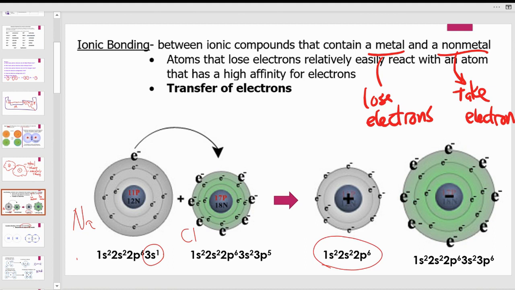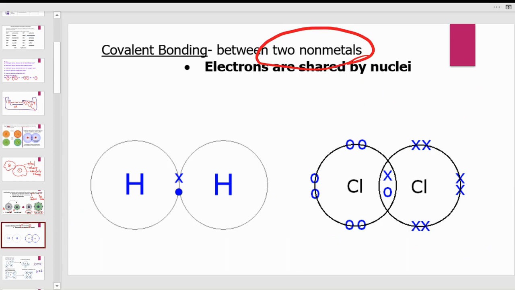And then chlorine stole that electron and now has a 3p6 on the outside also, and it looks like argon. And so they are still trying to look like noble gases. The nonmetals are just strong enough to strip the electrons off from the metals in the process.